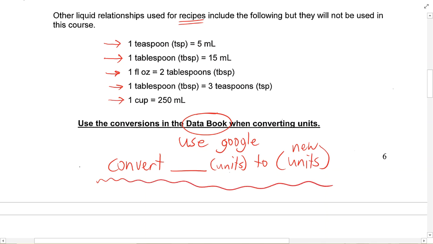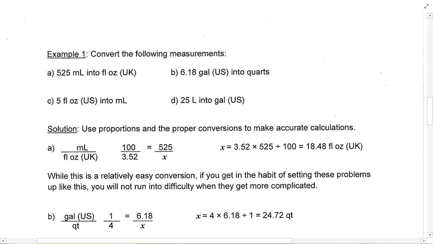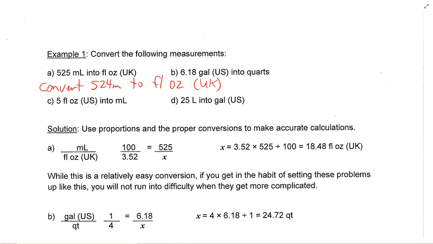All right, for these ones right here, let's do these examples. You would type in convert 524 milliliters to fluid ounce, and then it's going to come up, and you can type UK in brackets. And then it'll convert for you. It'll do all your conversions. It'll be very similar.